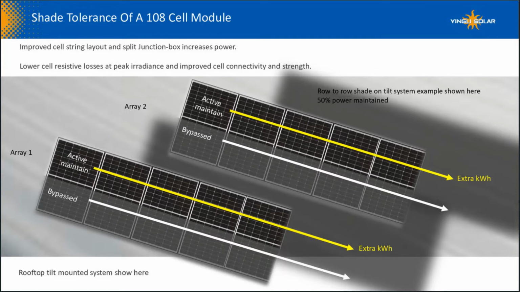Using the latest optimized cell layout and bypass diode design, Yingli solar panels will continue to operate and generate 50%, meaning there's more power available to meet the homeowner's electricity demand, or the extra energy can be directed and stored into a home battery or EV for use at a later time.